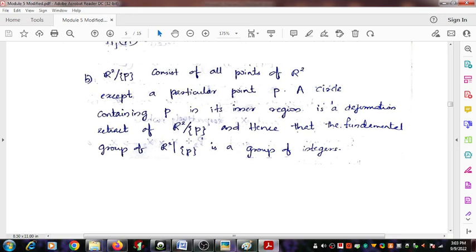Okay, that's all about this important result, and some examples that come as the outcome of the result that we have discussed.